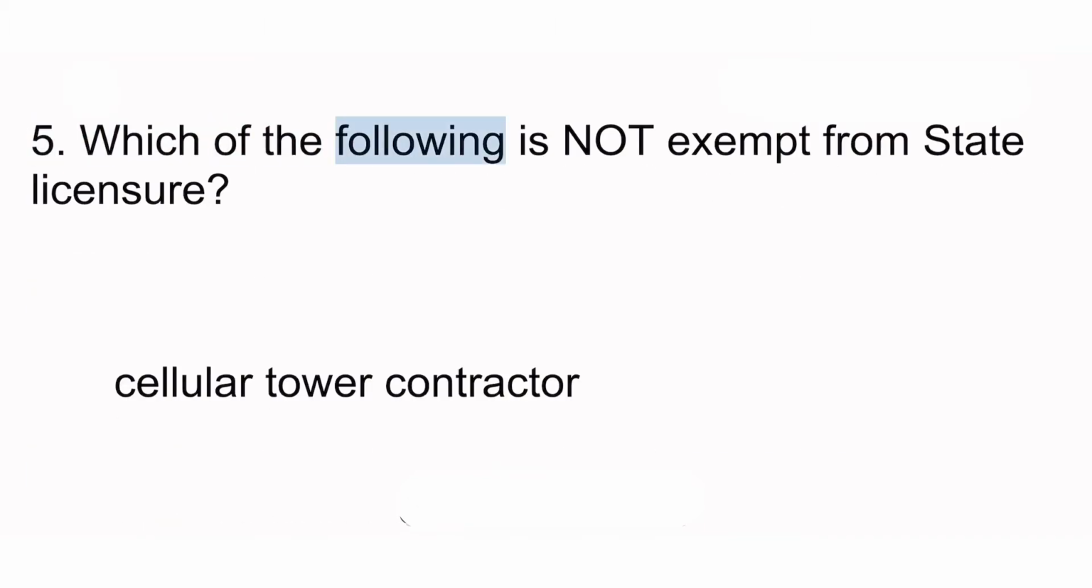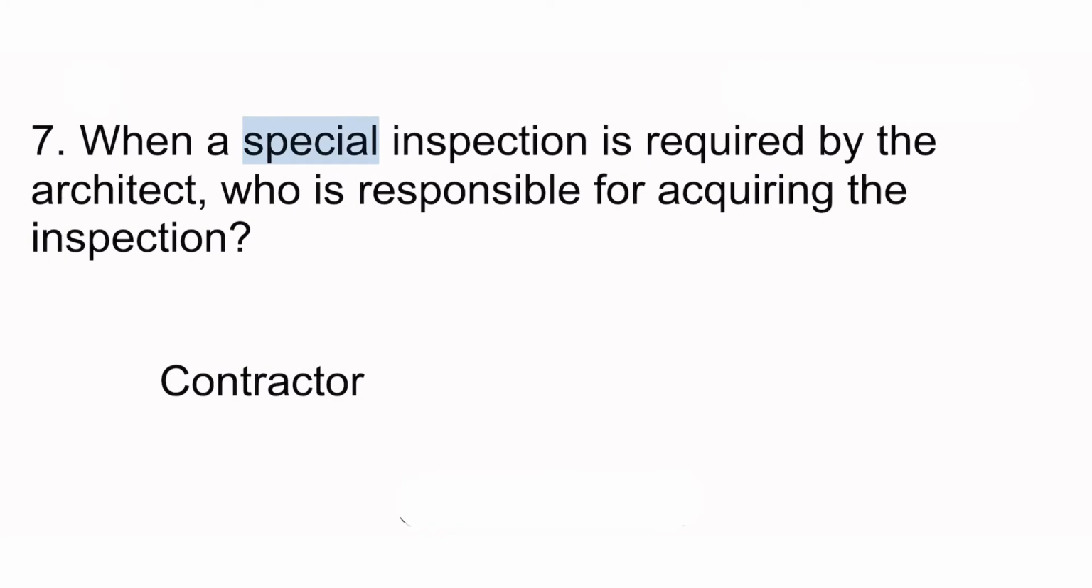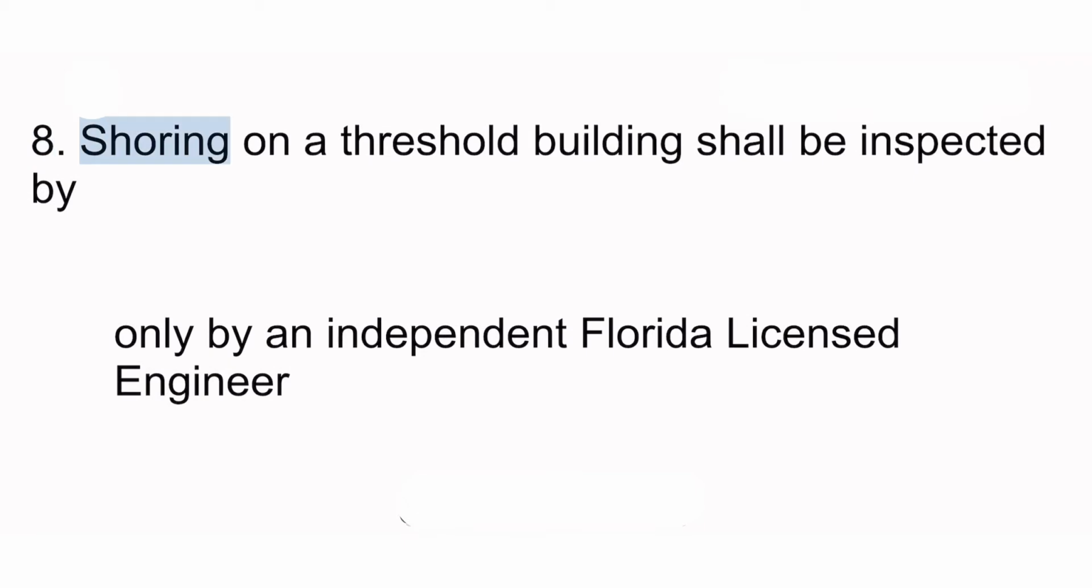5. Which of the following is not exempt from state licensure? Cellular tower contractor. 6. Which of the following would not be considered part of the contract documents? Instructions to bidders. 7. When a special inspection is required by the architect, who is responsible for acquiring the inspection? Contractor. 8. Shoring on a threshold building shall be inspected only by an independent Florida licensed engineer.